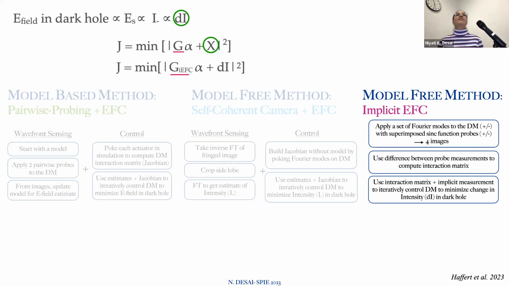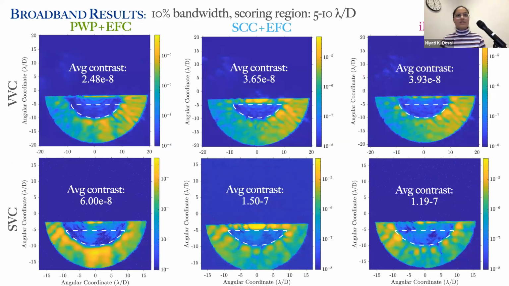So these are the three different methods. It's okay if it's not that interesting to you how each one works, but now we get to the results, which is the cool part. To do a direct comparison, here I'm only showing broadband results. So it's the same setup. On the top row is the vector vortex, on the bottom is the scalar. These were all done on the same test bed. These were all done for the same bandwidth. Again, they had different central wavelengths, but the same bandwidth. And the scoring region here is all 5 to 10 λ/D. It's highlighted in that dashed white line.